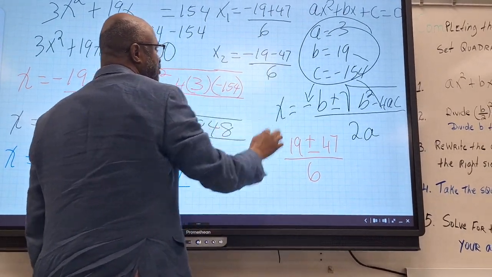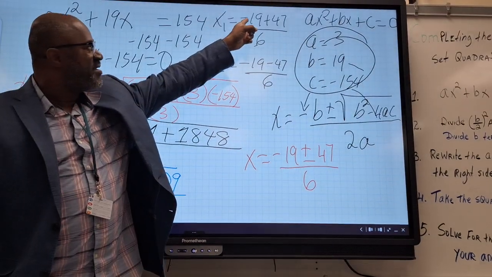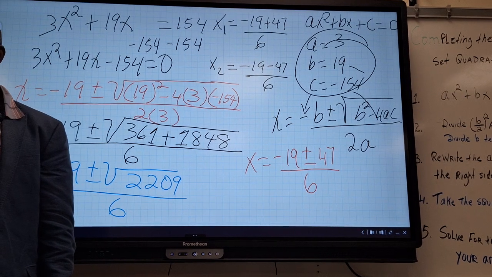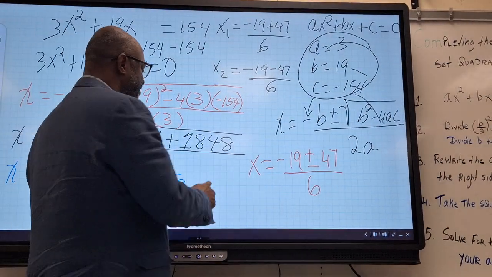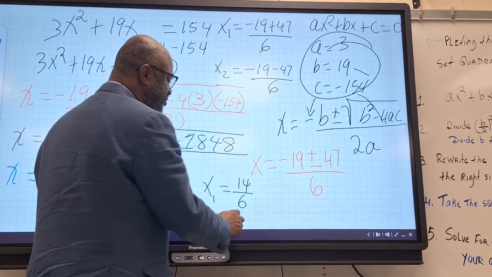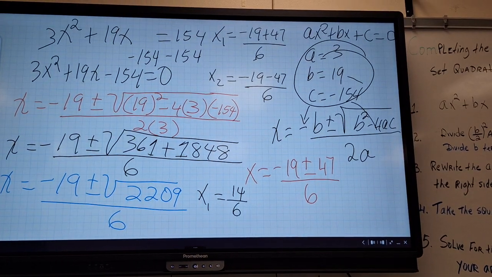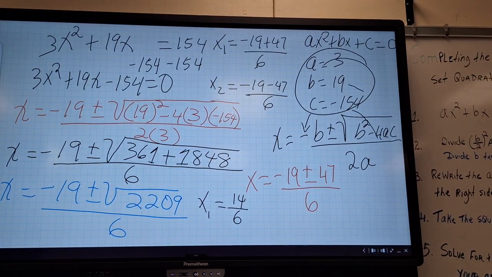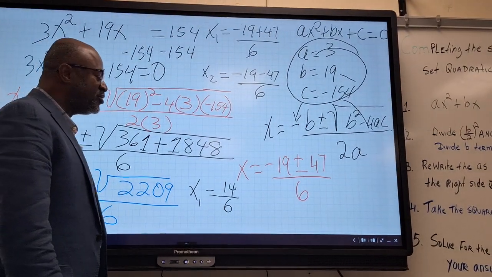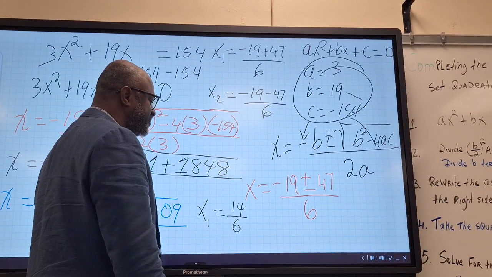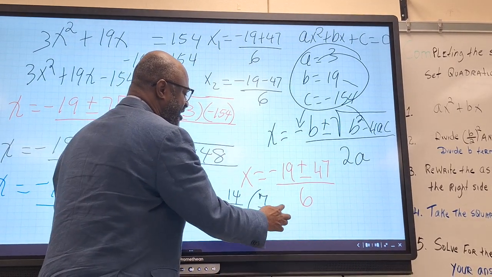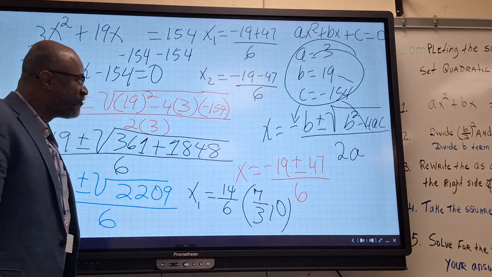Let's do the math. What is negative 19 plus 47? What is that? 14. Then you will have 14 over 6. The only thing you can do to that is what? Do they have any common factor? 2. Then you simplify that by 2. When you simplify that by 2, what do you end up with? 14 over 3. That's one of the x-intercepts. That's one of them. How will you find the other one?